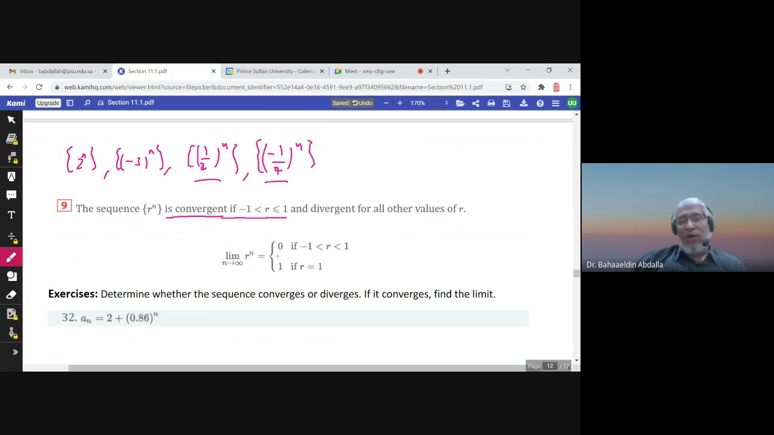So the limit of r^n is 0 if r is between -1 and 1. And of course, if r is 1, so 1 to the power n is just 1, and the sequence is just 1, 1, 1, 1. So its limit would be 1. So either the limit is 0 if r is between -1 and 1. So the limit of this sequence is 0. This sequence is 0. But these two are divergent. There is no limit. The limit will go to infinity.